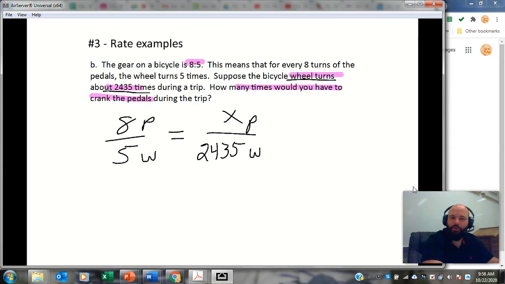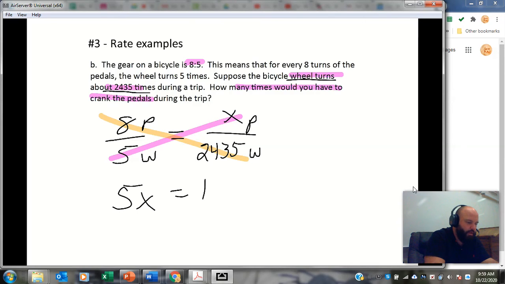So now that we have our proportion set up, we're simply going to do our cross multiplication. Let's start with the easy one, which is 5 times x. And when we do that, we get 5x. Then I'm going to multiply the 8 times 2,435. So 8 times 2,435 is 19,480.